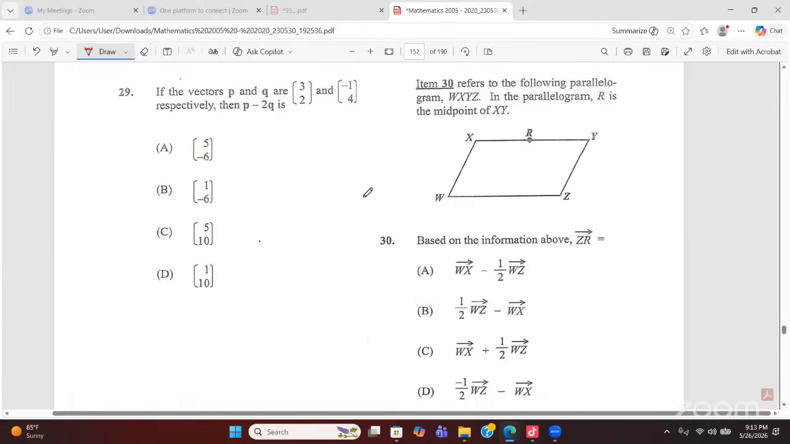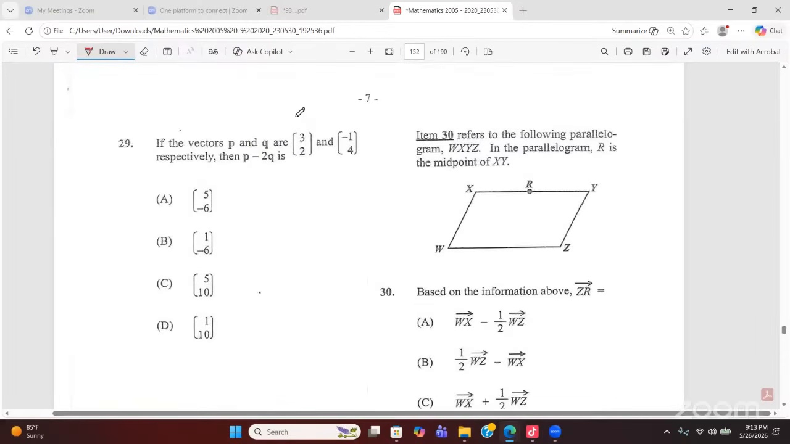29. If the vectors P and Q are given, I'm just going to put it here where this is my vector P and this is my vector Q. The question says we want to find P minus 2Q. So I'm going to write P first. P is actually 3, 2. And we want 2Q. 2Q means that you're doubling the elements in Q. So if there is a negative 1, it becomes a negative 2. And if there is a positive 4, it becomes positive 8. So when we double the elements in Q, we get 2Q.